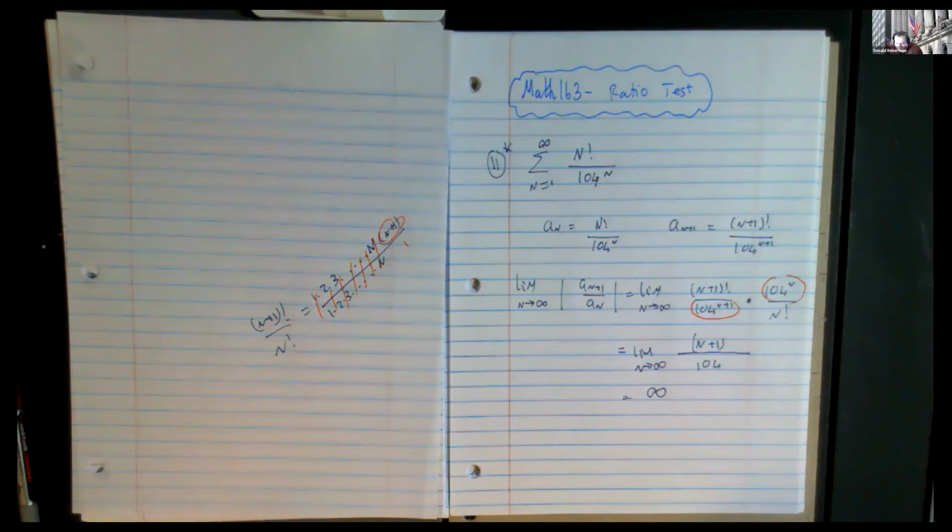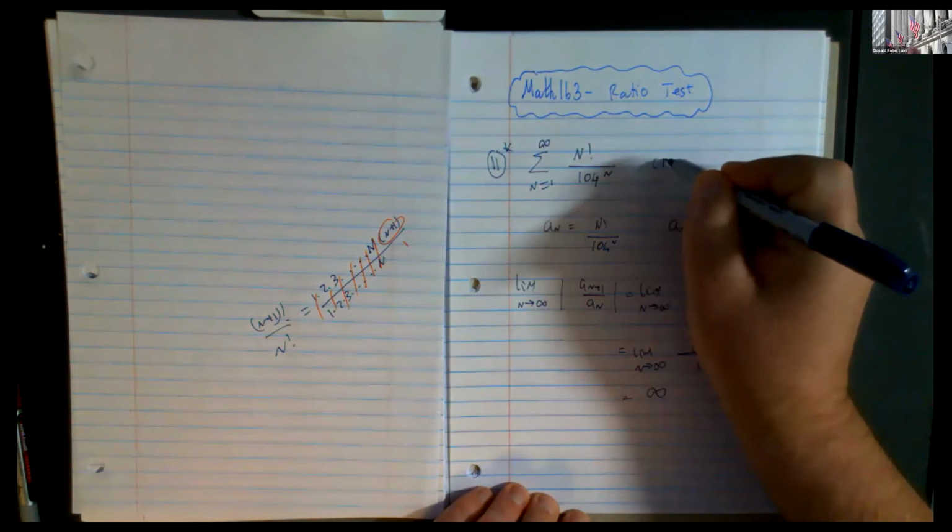Agreed? So what we are looking at here is divergence. Remember, the limit just needs to be bigger than 1. Would you agree infinity is pretty big compared to 1? Right. So, conclusion, divergent.